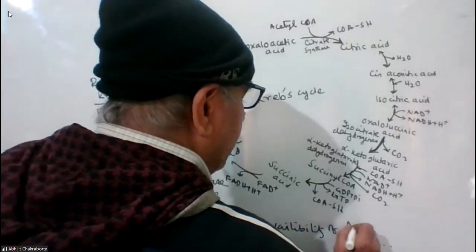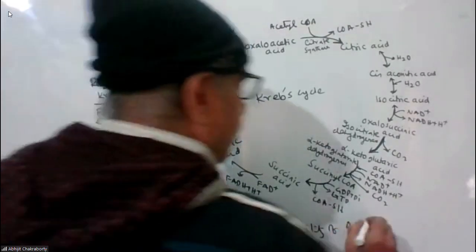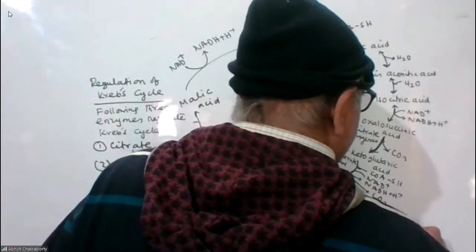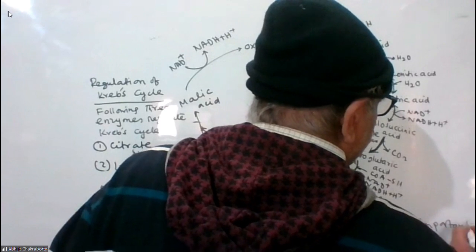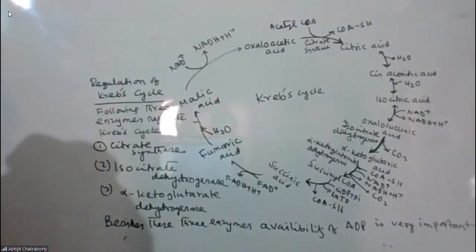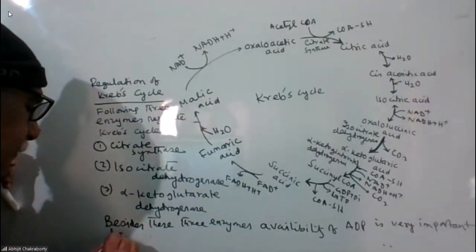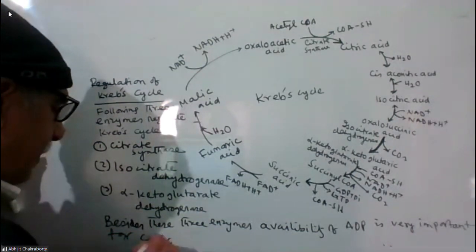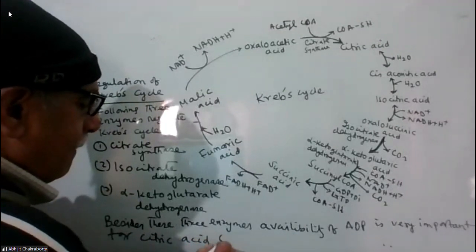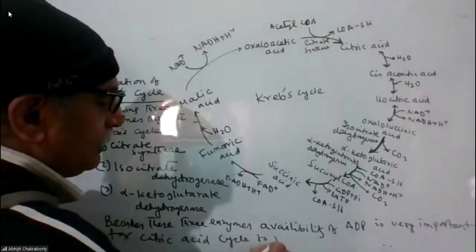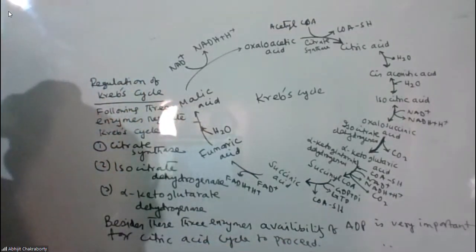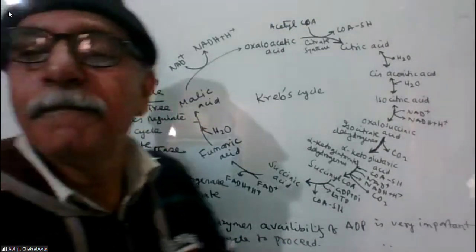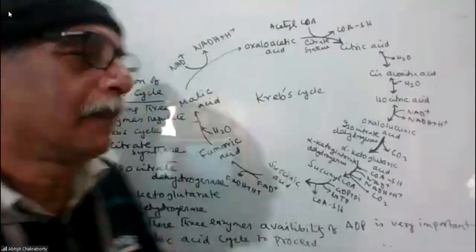Availability of ADP is very important for the citric acid cycle to proceed. Is it visible now? Yes, sir.